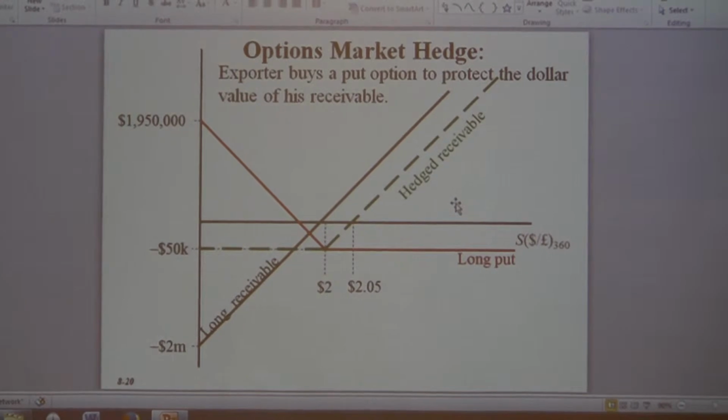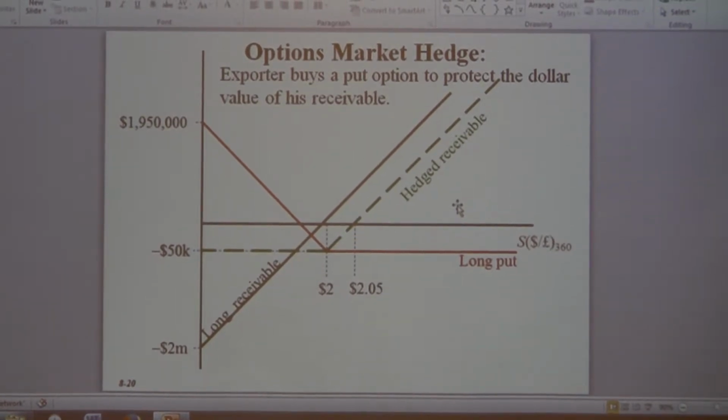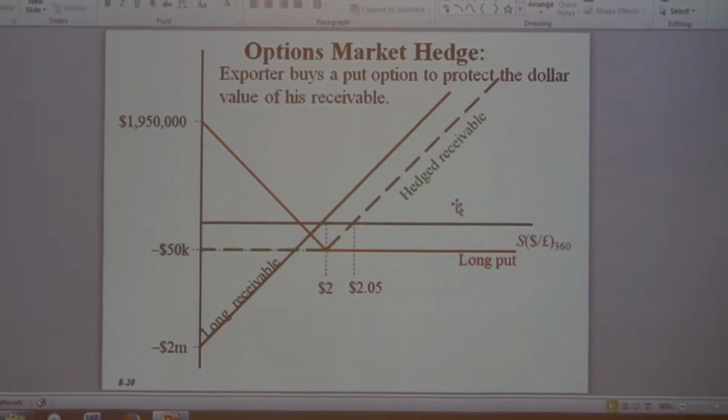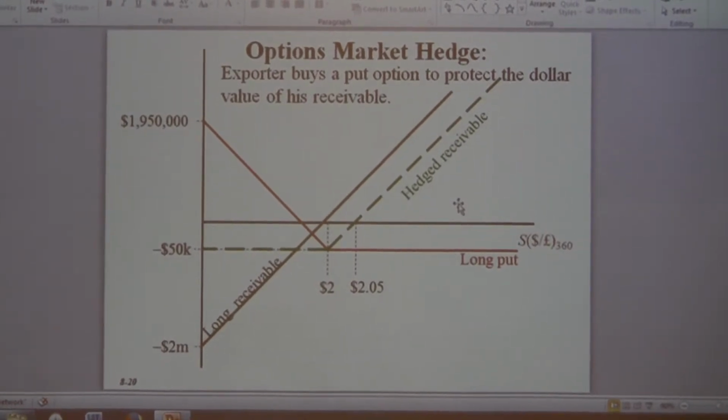We're going to look at one more example. What happens if the exchange rate is, let's say, 180? The exchange rate is below the strike price of 2, so what happens? Let's say the exchange rate is 180, and we can do the same calculations. How much money does he receive? 180 times 1 million is 1,800,000. That's how much he receives.